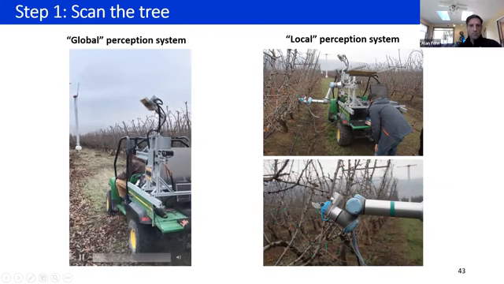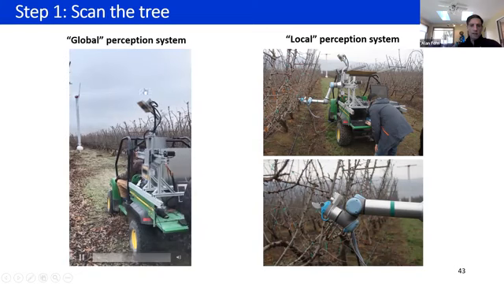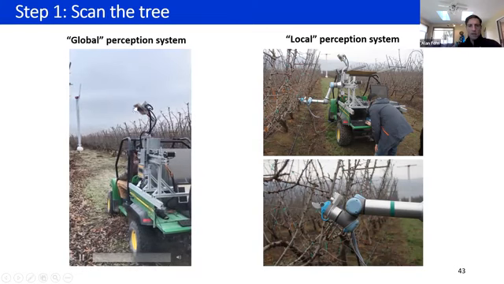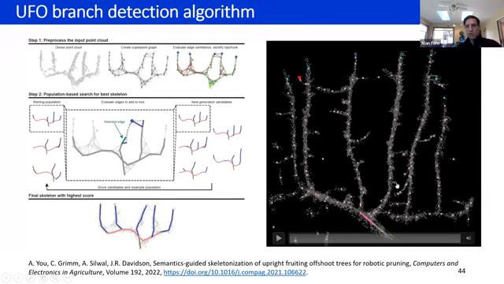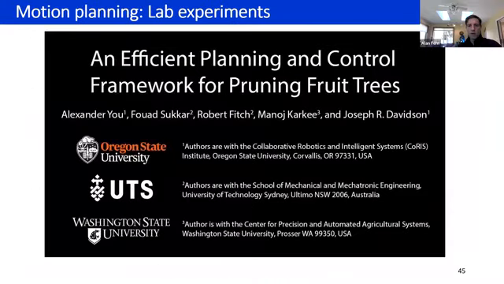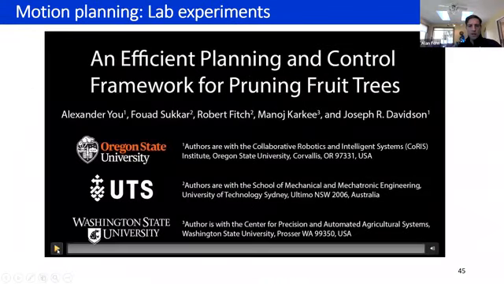So they use step sensing to get the tree canopy. Then they use some computer vision to get the tree canopy in digital form. And then they do things like this.